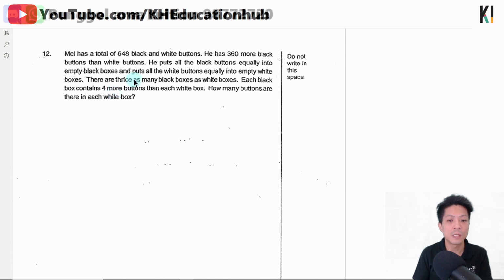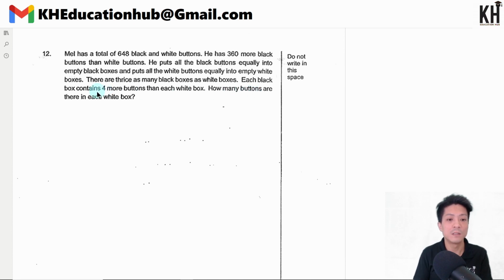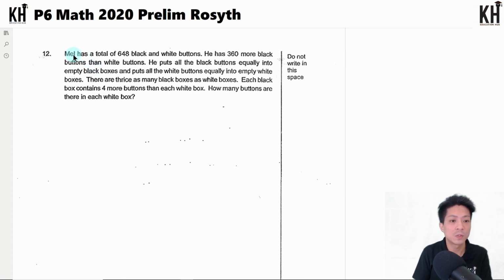There are thrice as many black boxes as white boxes. Each black box contains 4 more buttons than each white box. How many buttons are there in each white box? After reading through this question, there's a lot of information and I am very confused. So now I'm going to start to sort out the info.